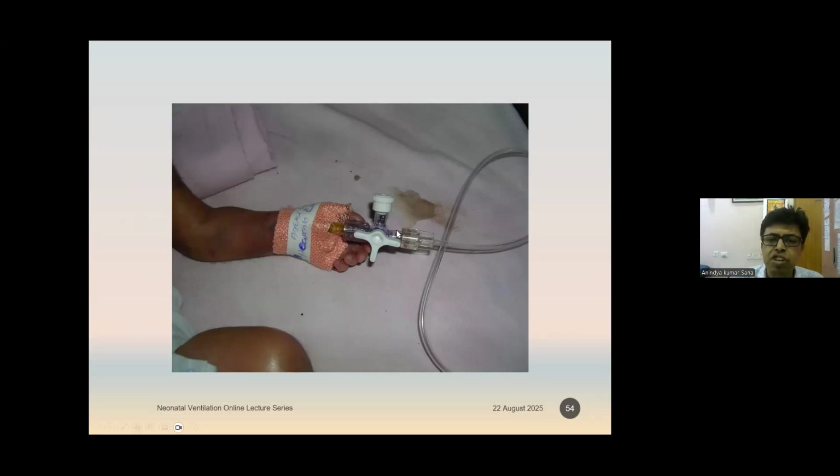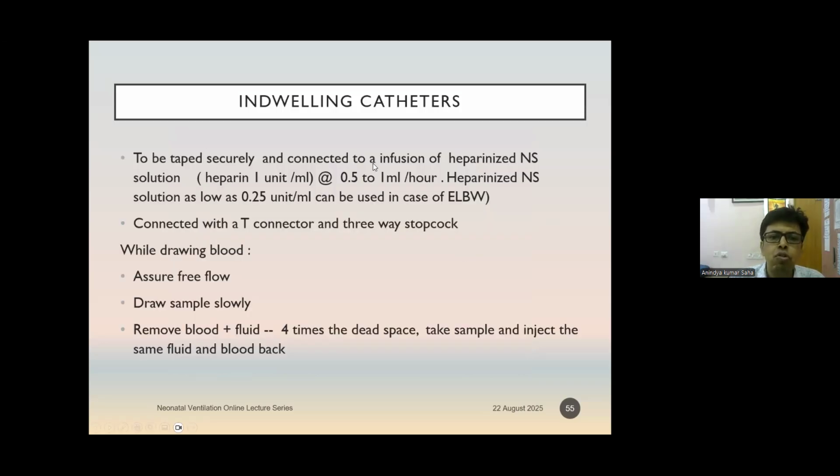There should be one three-way for flushing, as well as to remove the dead space solution and to have a direct free flow of blood for arterial sampling, and we have a running heparinized NS solution. It has to be connected with a heparinized solution with a heparin concentration of 1 unit per ml, and the rate should be as low as 0.5 to 1 ml per hour. And in case of ELBW, it can be 0.25 unit per ml concentration.